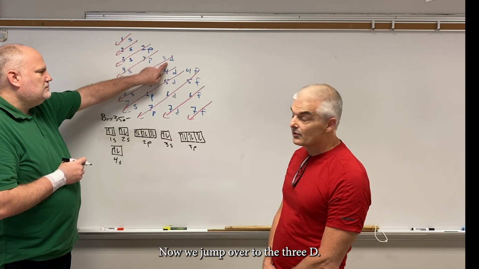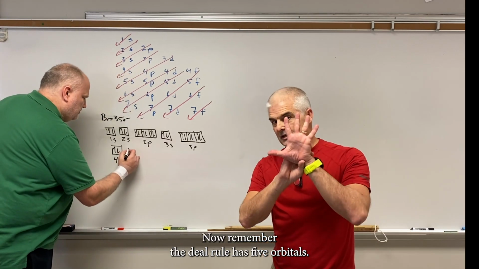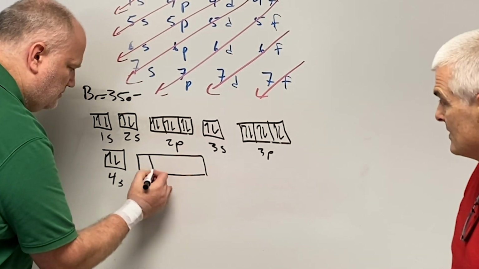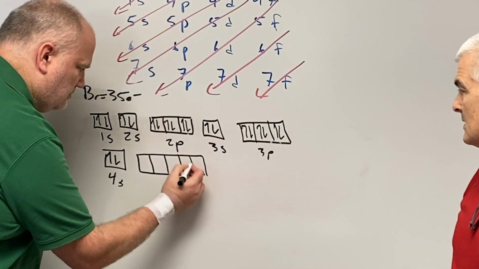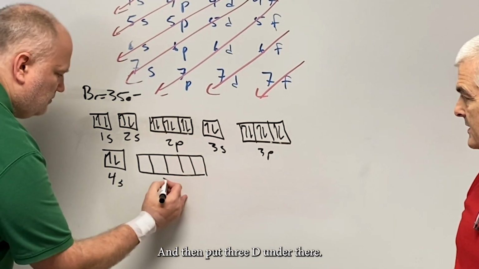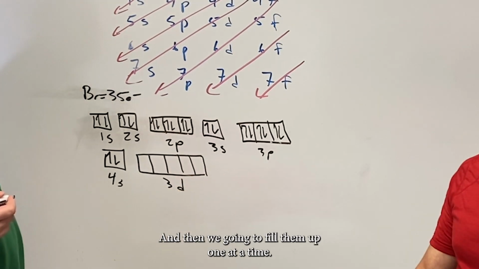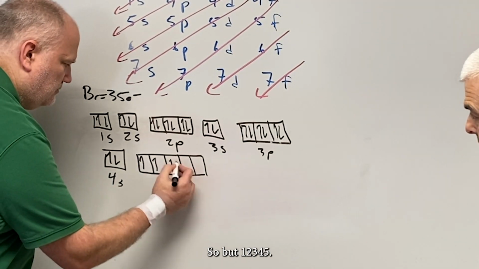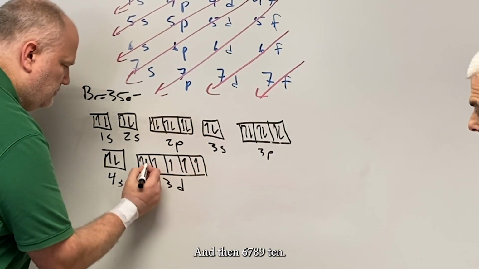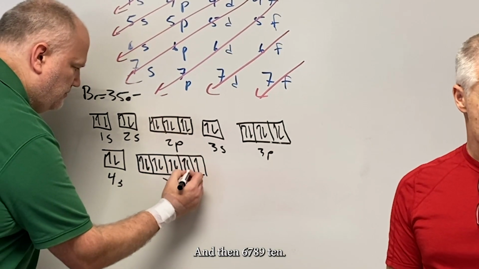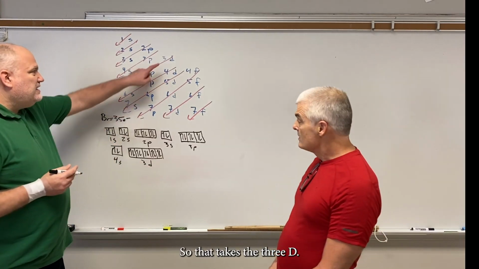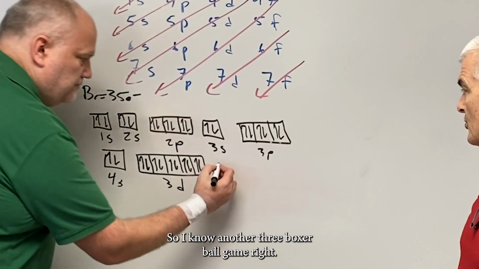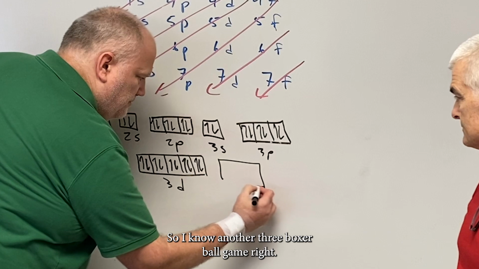Now we jump over to the 3d. Now, remember the d orbital has 5 orbitals, so it's like a big long line with 5 boxes. There you go. And then put 3d under there. And then we got to fill them up one at a time. That's going to be a total of 10, right? So 1, 2, 3, 4, 5, and then 6, 7, 8, 9, 10. So that takes us through 3d. Where do we go after the 3d? 4p. The 4p. So another 3-boxer ball game, right?